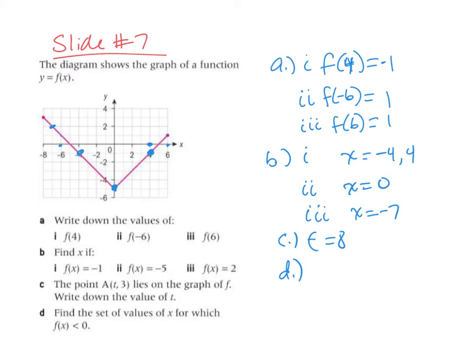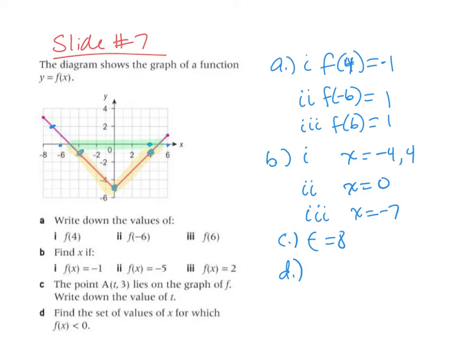Less than 0 means negative. So I'm going to grab a highlighter and highlight the part of the graph that's negative. Let's find the x values that produce those y values. Well, that would be from here to here, but be careful.